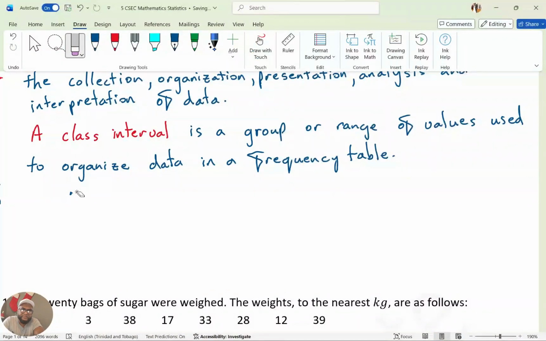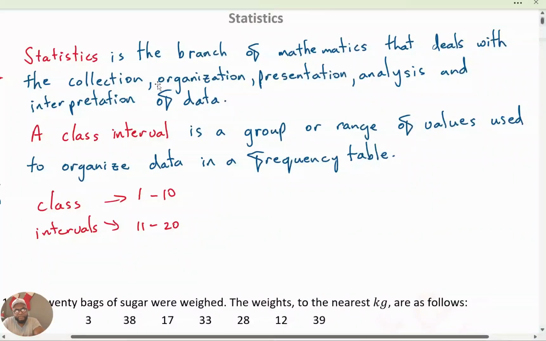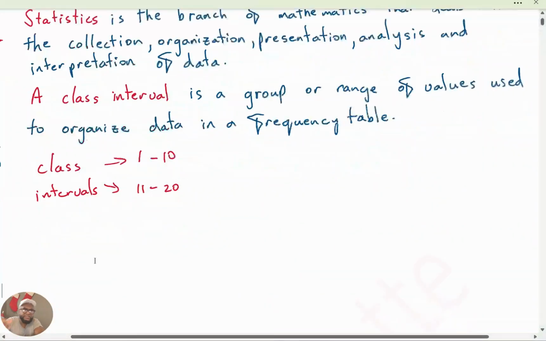So class intervals will be like, for example, if you have the values 1 to 10, this is a class interval. Then you have 11 to 20, these are class intervals, right? Then you have class limits.